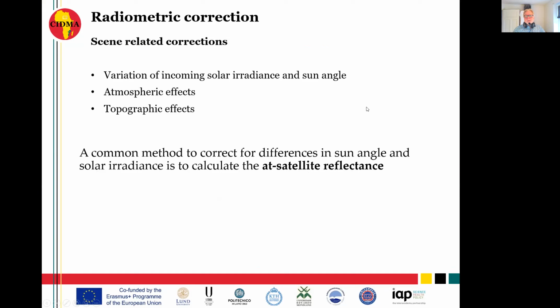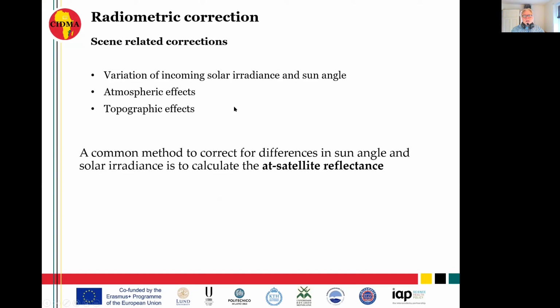And some scene-related corrections are often required as well, because depending on the acquisition date of the satellite data, the incoming solar energy may be different. And also the sun angle, where the sun is, the angle to the sun. And that is something we should correct for as well.